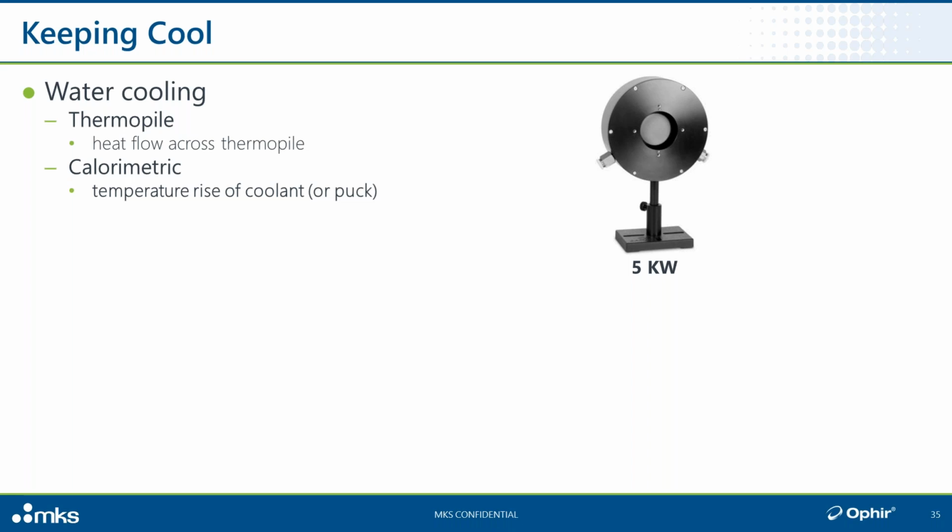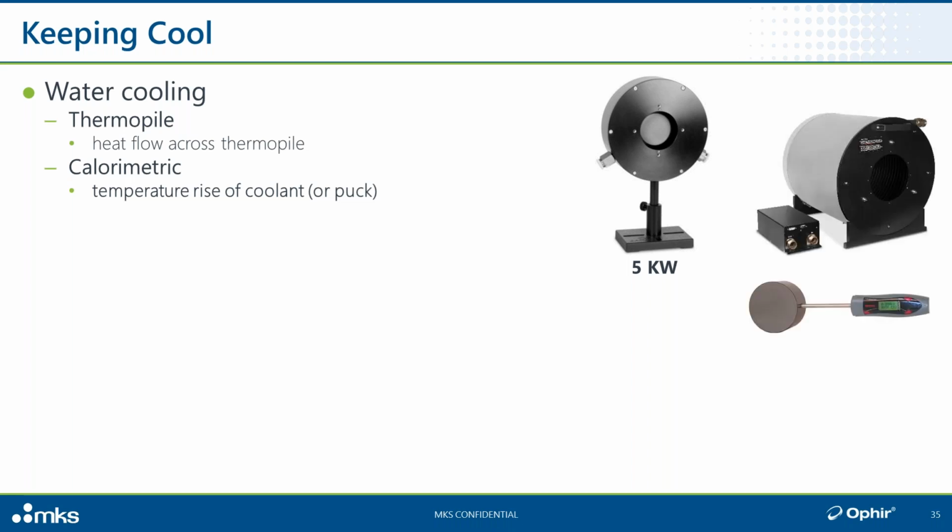In the calorimetric method of measurement, we're measuring not the heat flow across the thermopile, but the temperature rise of the coolant. Let's say the difference in temperature of the cooling water coming in and going out. Generally, if we're using that method, we'll also have a device built in that measures the flow rate of the cooling water, and combining those two pieces of information, we can derive the power. Other probes expose the probe to the laser beam for a very specific amount of time and measure the temperature increase of the probe. So in some industrial applications, that method gets used.